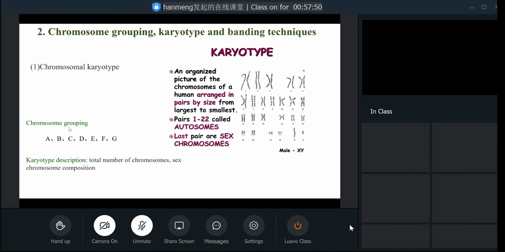And how to describe a karyotype? In human beings, for example, if she is a female, then it is 46,XX. If he is a male, then his karyotype is 46,XY. So here you should pay attention and remember the description of a human karyotype in this box in our PPT.